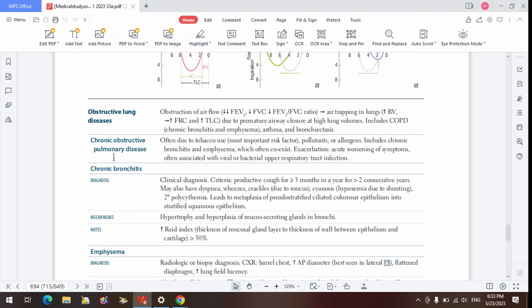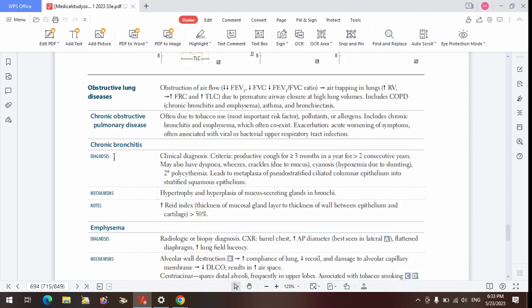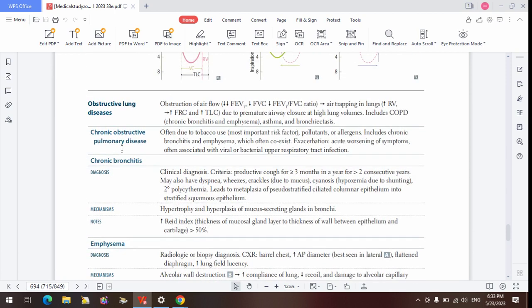So let's talk about COPD. Chronic obstructive pulmonary disease actually is a representation for two terms: chronic bronchitis and emphysema. We call the chronic bronchitis the blue bloaters. You guys are familiar with that. They appear cyanotic. They are blue. The emphysematous type, we call them the pink puffers. They appear pink. They are not cyanotic.